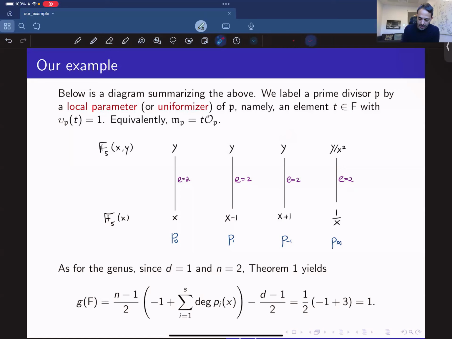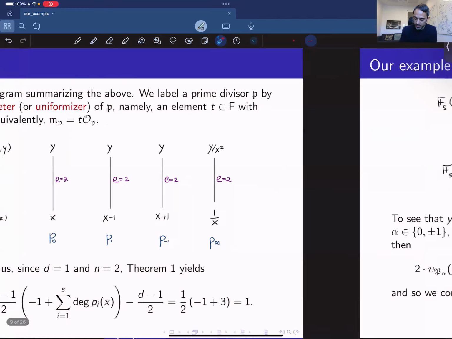And the next thing we want to do is to analyze the other prime divisors. So like in F5, you have also P2 and P minus 2. So you want to figure out, if you put P2 here, what happens above it? Is it like this? Is it like that? Is it equal to F equal 1? Whatever.